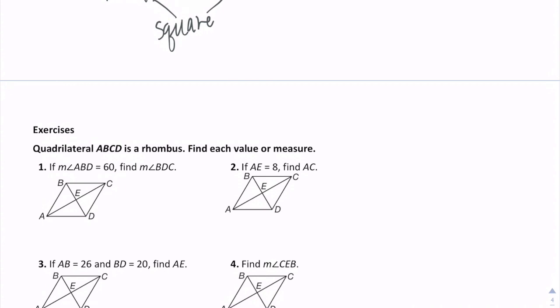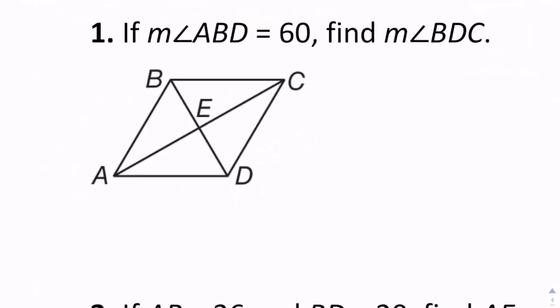I'm probably just going to do a couple of these, and then I'm going to let you work on those on your own. So we have to keep in mind the properties that we are talking about now. For example, we know ABCD is a rhombus. So if angle ABD, this angle right here, is 60 degrees, it wants me to find BDC.